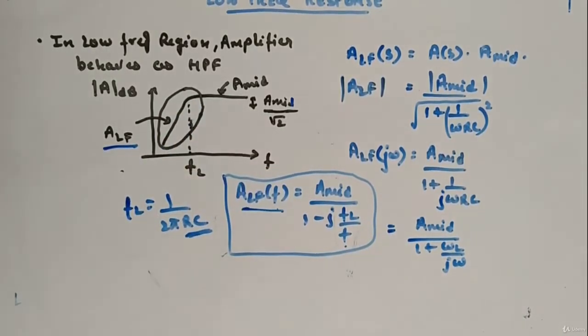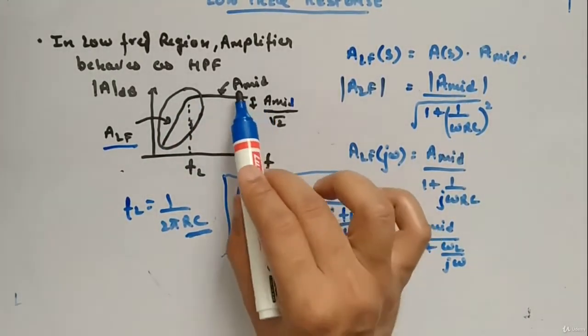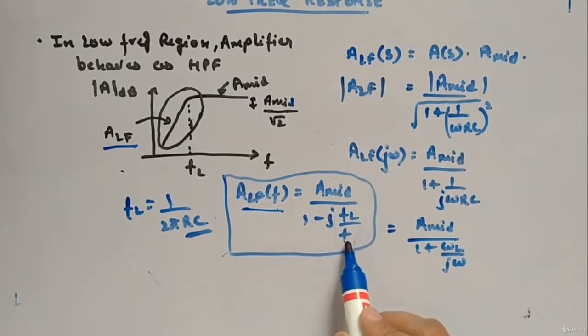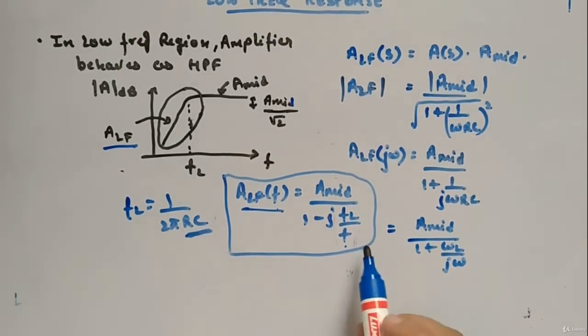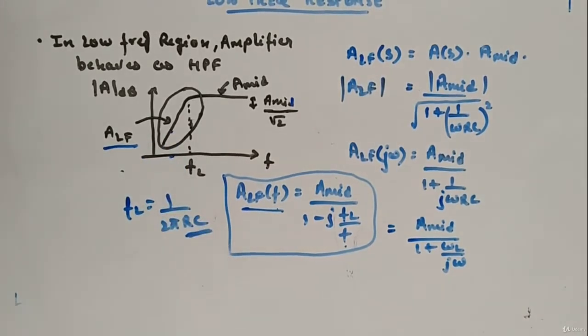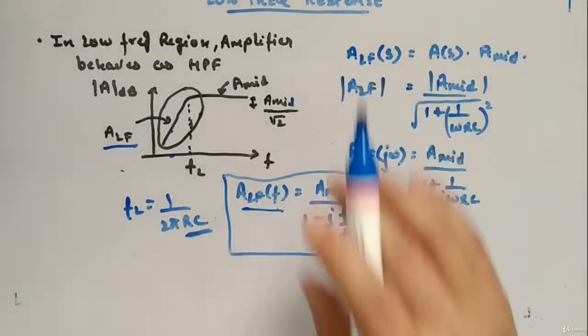This value is this. Okay, and this A mid is this guy, which is a constant, and 1 minus j fl divided by f. Fl is also a constant that we will see how to calculate, and f is the frequency at which you want a gain. So some f value here, you will get a corresponding gain. Okay, so the lesser the value of f is, the lesser will be the gain ALF. A mid is constant. So that is how you can imagine the low frequency response.